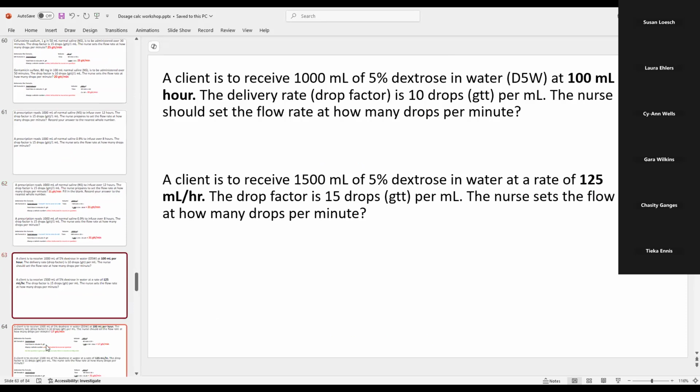Now you know the formula, so I'm going to show you one more because this one tends to confuse people. They'll say, Miss Sue, I can't solve this because they didn't give me a time. So whenever you want to calculate time, what do you typically do? You take the total volume and you divide it by the rate, right?